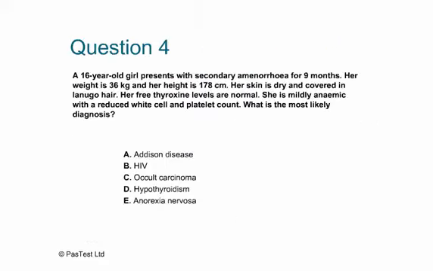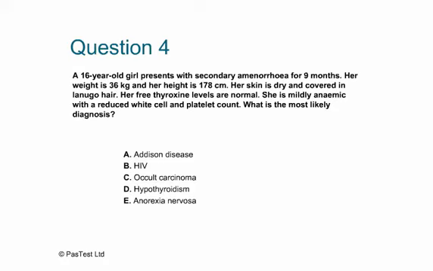Let us now examine this question on a 16-year-old girl with secondary amenorrhea for the last 9 months. Her weight is rather low at 36 kilograms. She's slim and tall at 178 centimeters in height. Skin is dry and covered in lanugo hair. Her free thyroxine levels are normal. She's mildly anemic with a reduced white cell count and platelet count. What is the likely diagnosis?